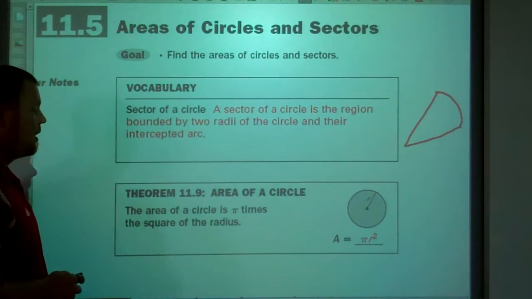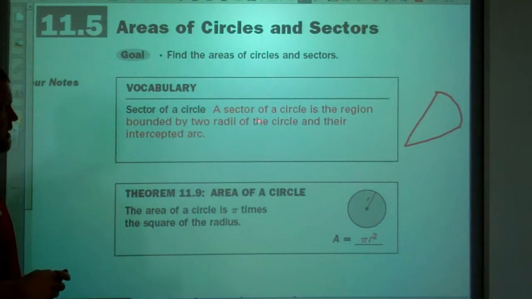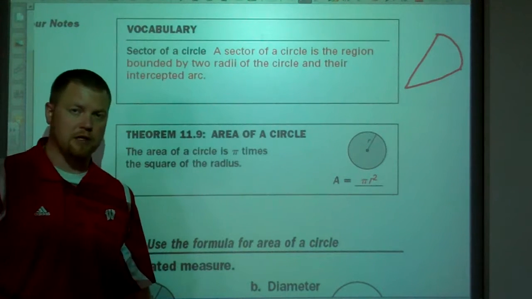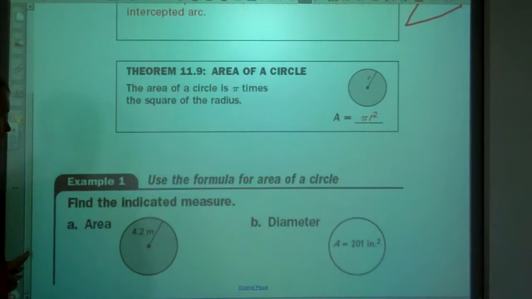It's bounded by two radii. These are two radii, okay, and it's the curved distance there as well. Area of a circle, you should know already, pi r squared. That's nothing new for us, okay.